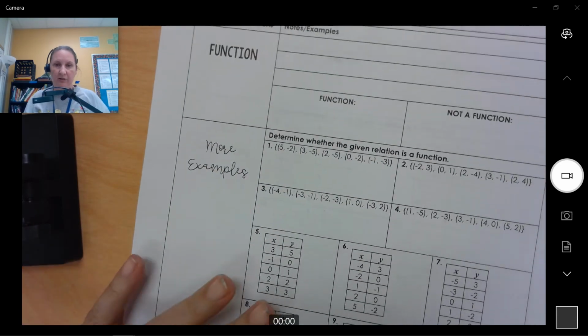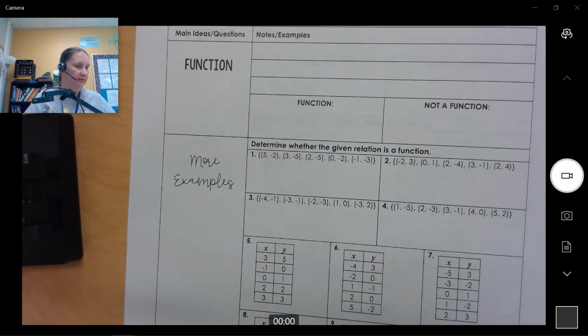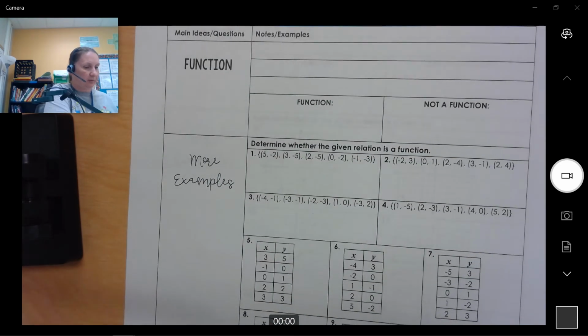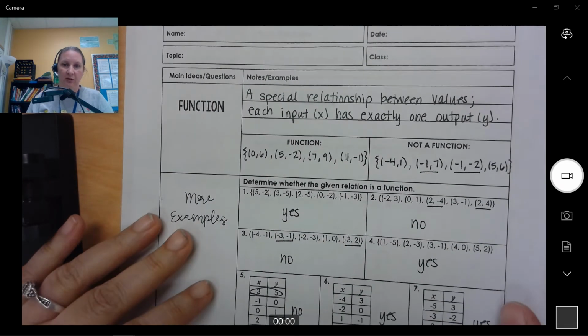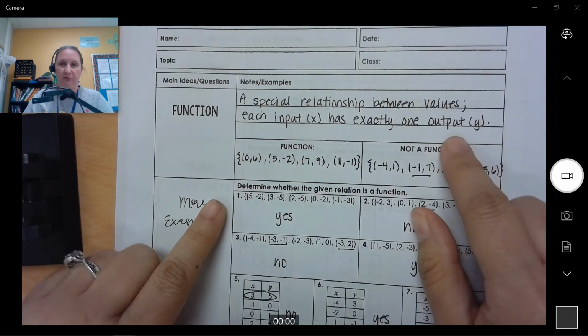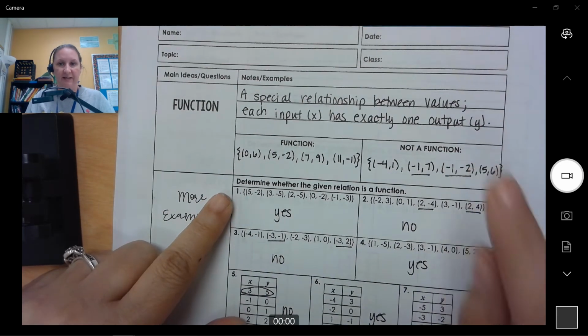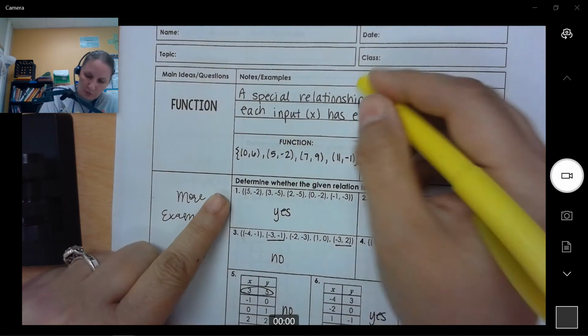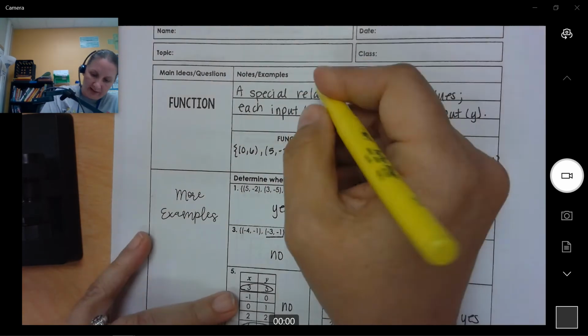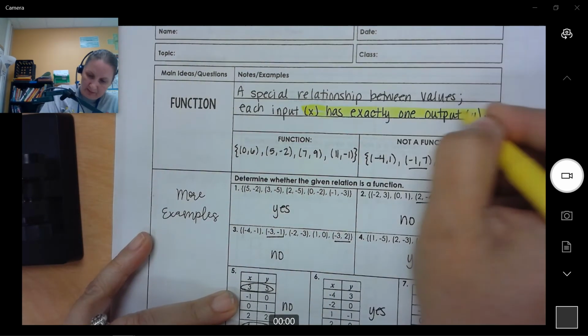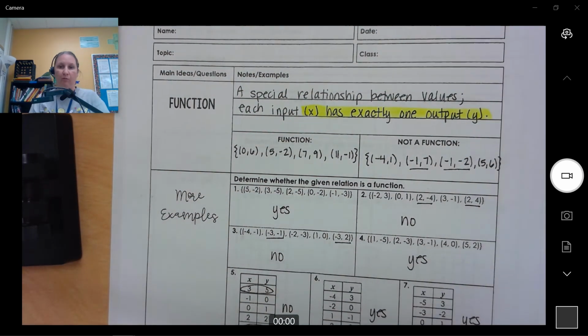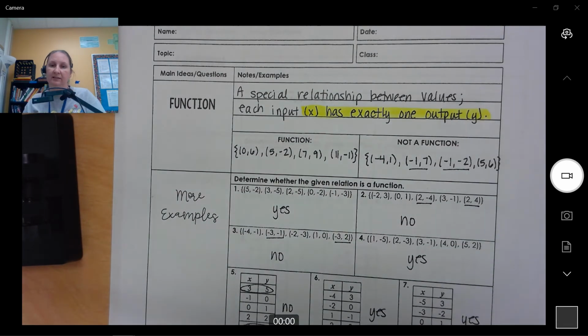All right, so now we're going to look at the difference between functions and relations. And I'm going to use my other page. So a function is a relationship between values. Each input x has exactly and only one y. That is the key. X has only one wife. You can have many x's, but you can't have one wife at a time. Okay?